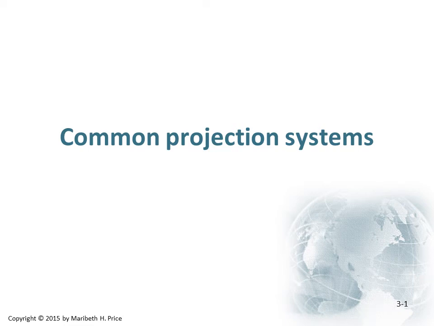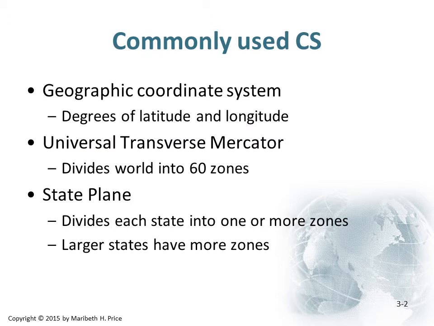Okay, we're going to talk a little bit about common projection systems and some of the background information that goes into that to make it maybe a little more understandable. So the most commonly used coordinate systems are geographic coordinate systems, the UTM or the Universal Transverse Mercator System, and the state plane system. Geographic coordinates, degrees of longitude and latitude.